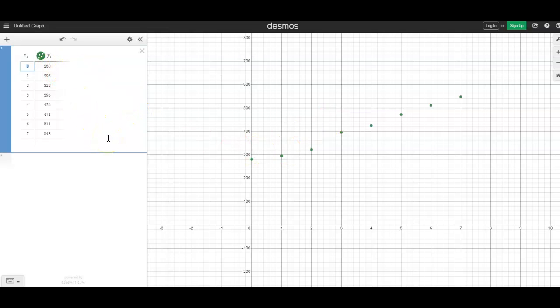Okay, once I have that data in there, what I'm going to do is start another box down here. So if I click down here, I can start another box. Now, the first thing we want to do is determine, does this data tend to form a line?